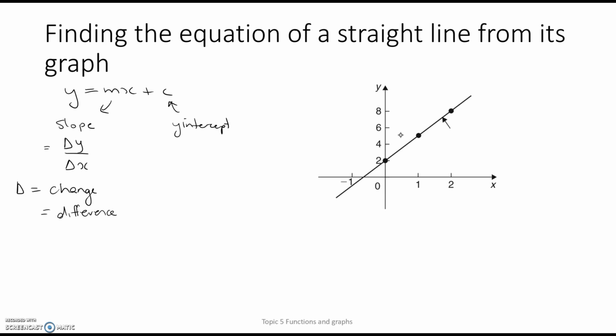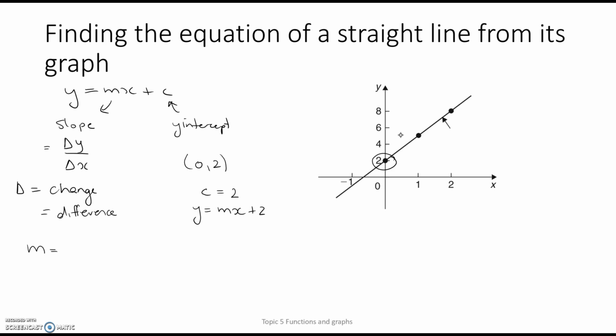Now looking at this graph, we've been given the y-intercept. The y-intercept is 0, 2, so we can see that c is 2. Let's put that in what we already have. Now we just need to work out the slope. The slope is going to be the difference in y, which would be, okay, we better find another y point.